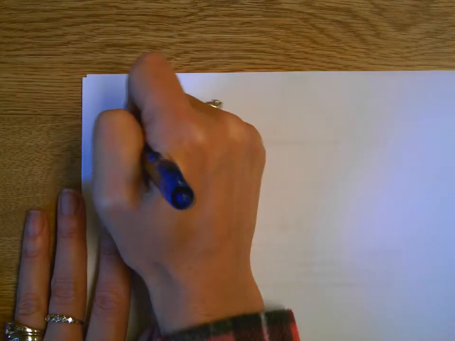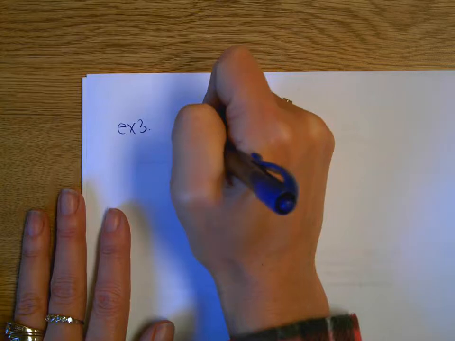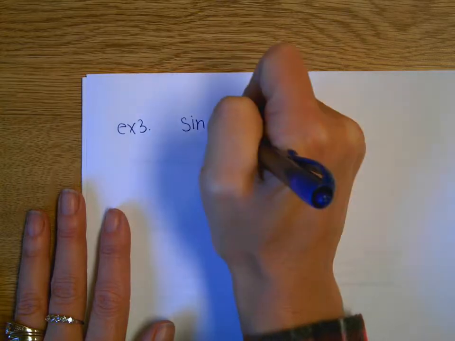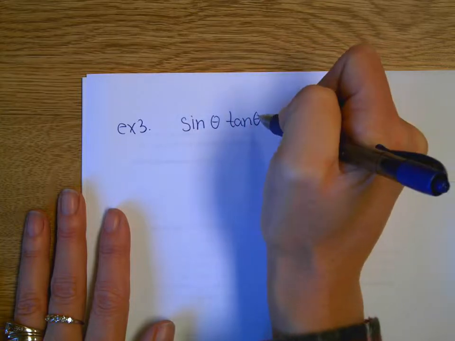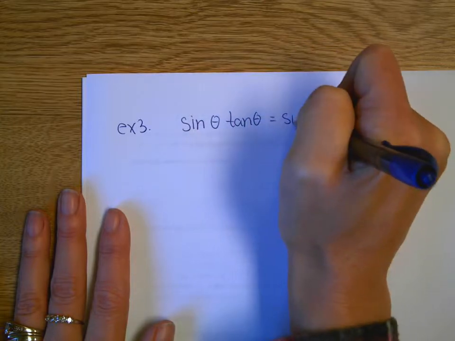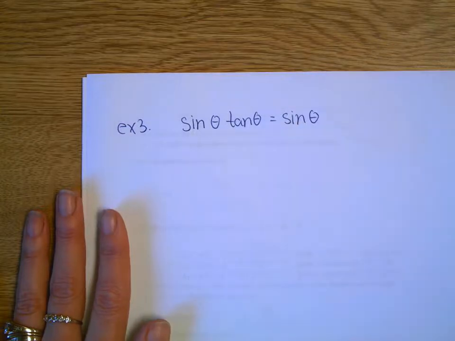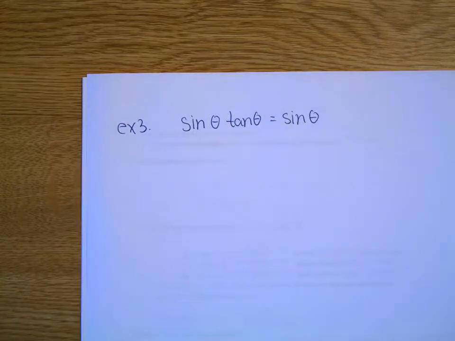Number 3. Can you solve sine of theta times tangent of theta equals sine of theta? Seems simple. What would be your first step? I would divide by sine, or split tangent into sine over cosine so the sine cancels out. I did not think of that. I don't know that we'll get all the answers, though.